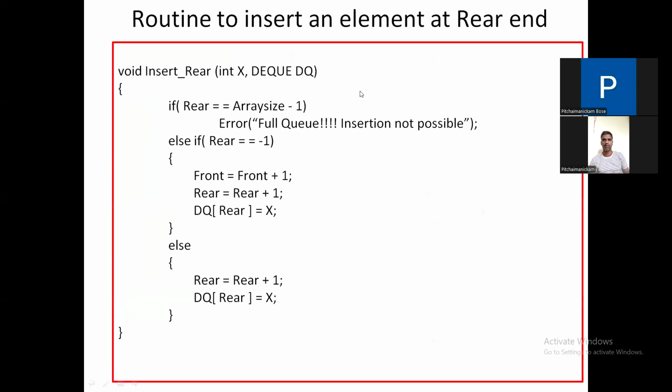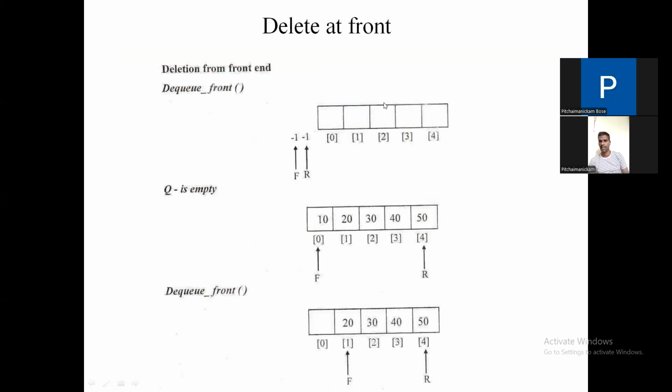What we are going to do is first check the state of the queue. If rear is equal to array size minus 1, there is an error: full queue. Else if rear is equal to minus 1, then front is equal to front plus 1 and rear is equal to rear plus 1, and DQ of rear is equal to x. Otherwise, rear is equal to rear plus 1 and DQ of rear is equal to x. So this is the routine to insert an element at the rear.